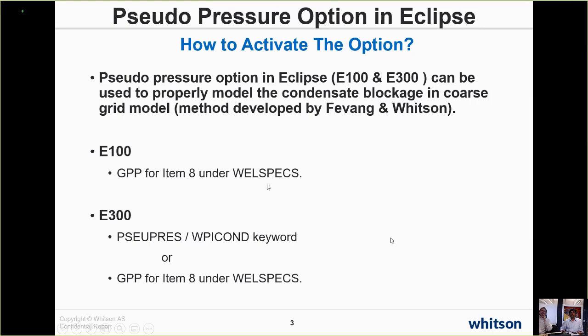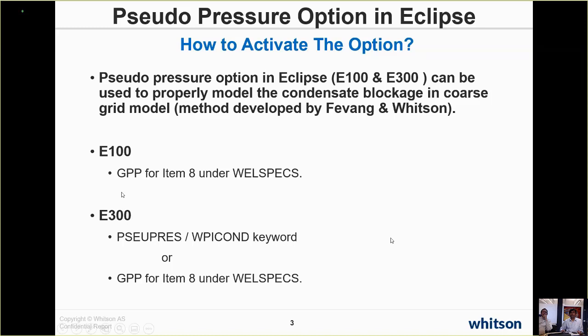WELSPEC is where we define the well, like the well name, which group it is associated with, and what is the location of the well, the I and J coordinates. And under item 8, we define this GPP option, then it will activate the pseudo pressure option calculation. That's for Eclipse 100. In WELSPEC, we use one line for each well, so we have to use this GPP for each well.